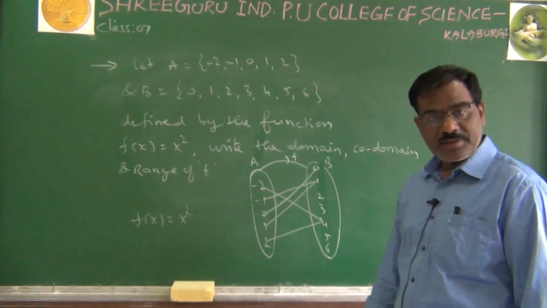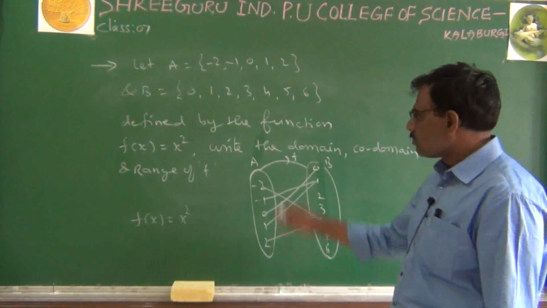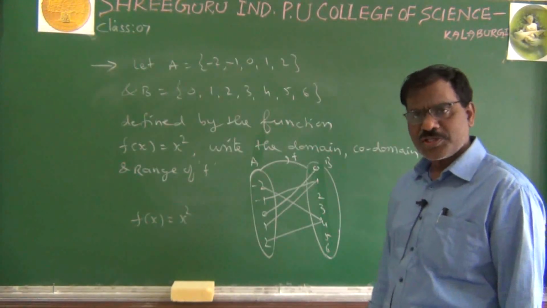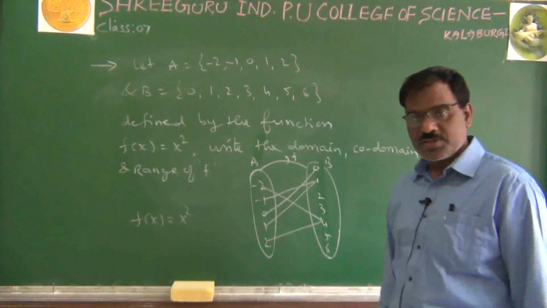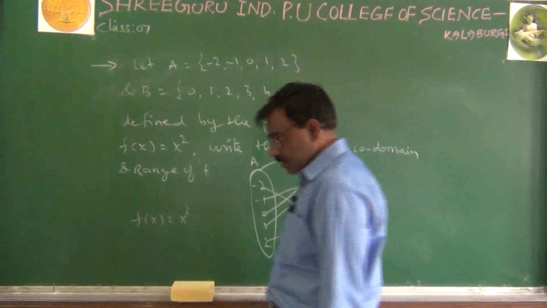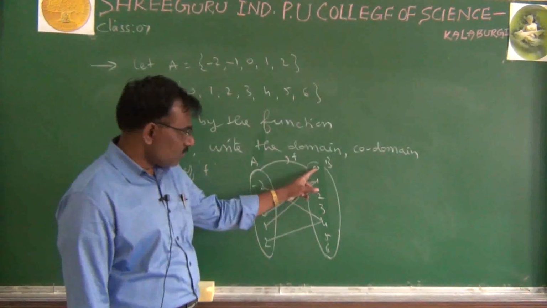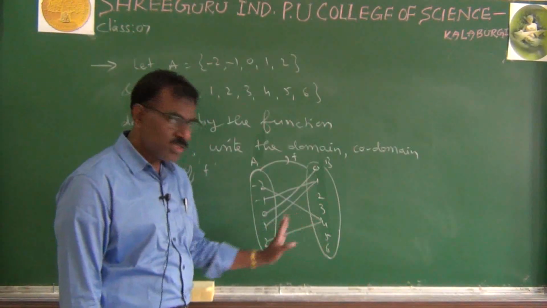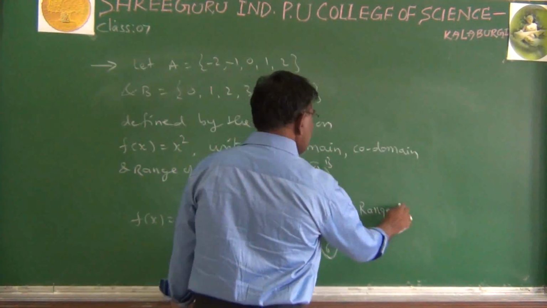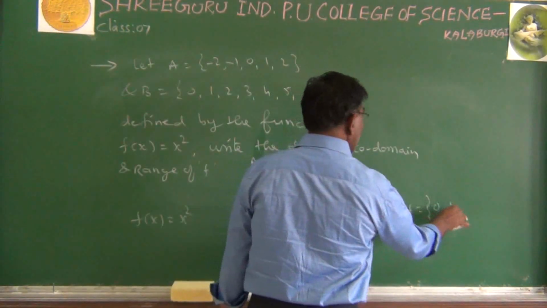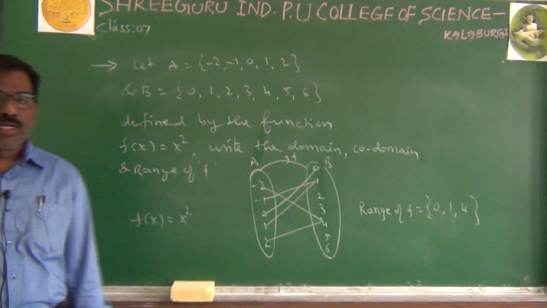Domain is very simple. Set A is called domain, set B is called codomain, there is no problem. But the question asks domain, codomain and range. So what is the range? Range is those that are images. What are the images here? 0, 1, 4. 2, 3, 5, 6 have no image. So what is the range? Range of f equals 0, 1, 4. So this is the example of domain, codomain and range.